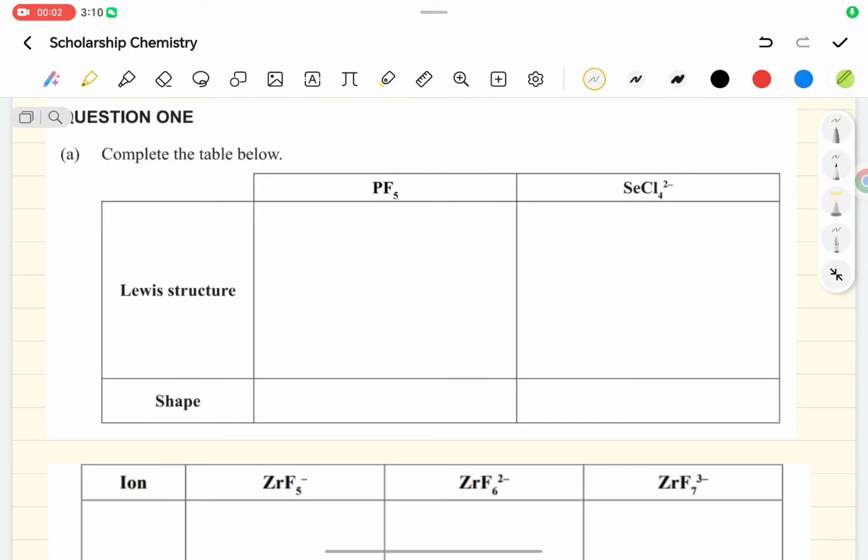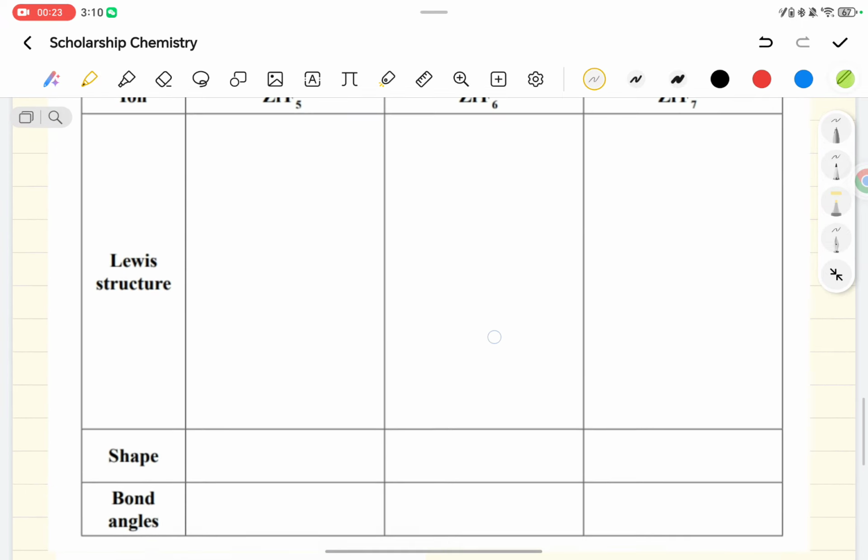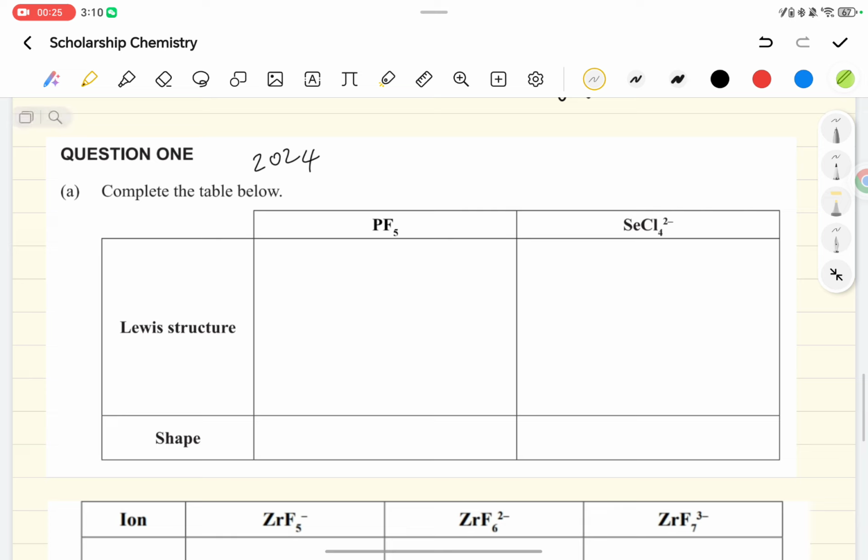Hello, in this video I'll be going through how to draw Lewis structures for molecules and polyatomic ions in NCEA Level 3 and Scholarship Chemistry. There will be 3 questions that I'll be going through. One is the 2024 Thermochem past paper at Level 3, and the other 2 are at scholarship level. So let's look at the Level 3 paper first.